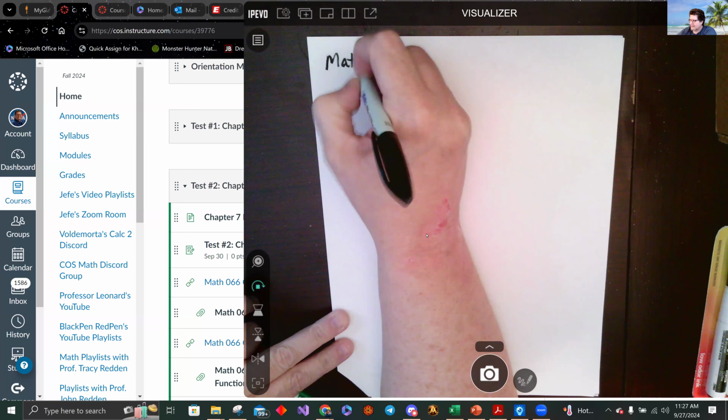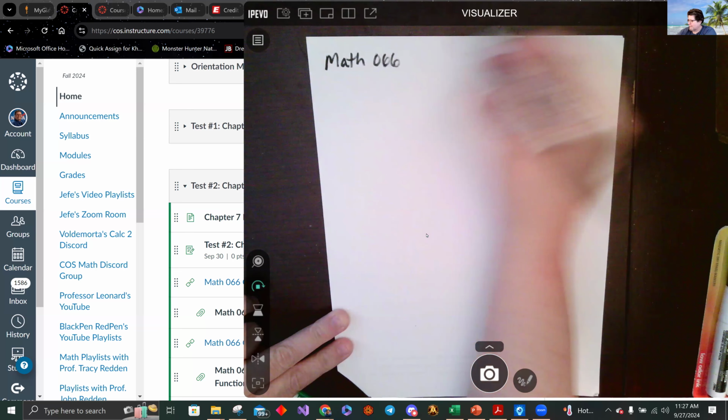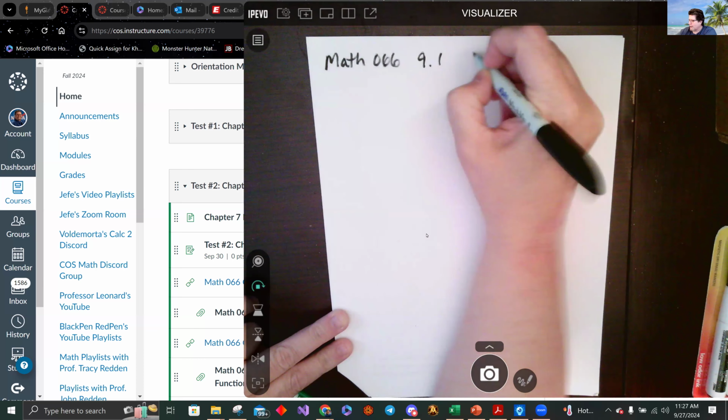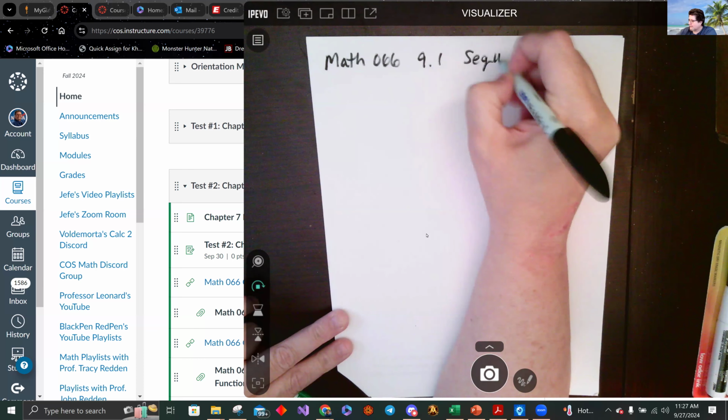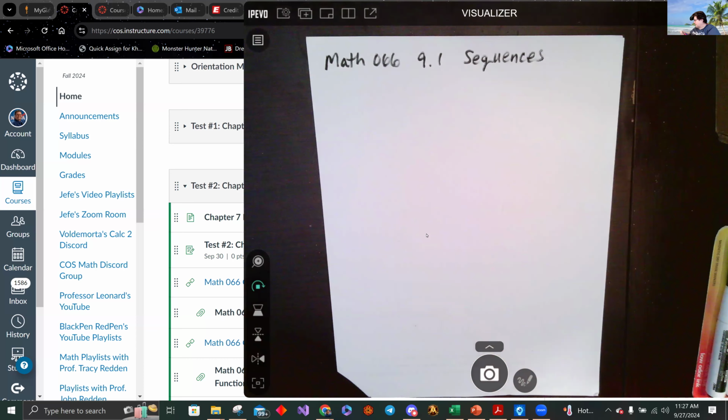This is Math 66. Oh, bad pin already. 9.1 is on sequences. I'm going to scratch that pin right now, grab another black. Hopefully this one's better.